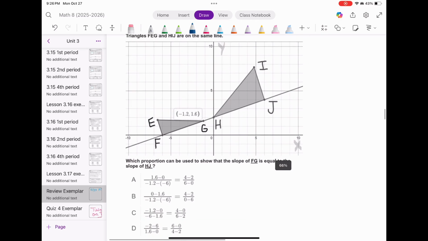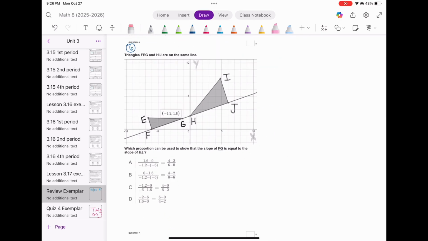Okay, so here's number 6. This one's more straightforward. We have that triangle and we have the other triangle, and they share the same line. They're the same in shape, so that means that they have the same slope. So the pink triangle already gives you a point. They give you G. You just have to find point F. And then label and put them in the formula and see which answer matches that. And I'm going to let you do that on your own.